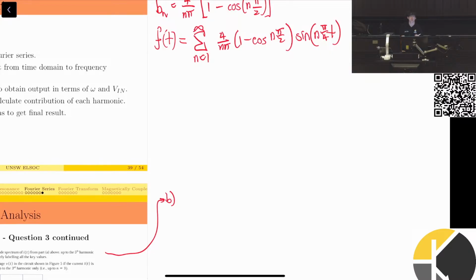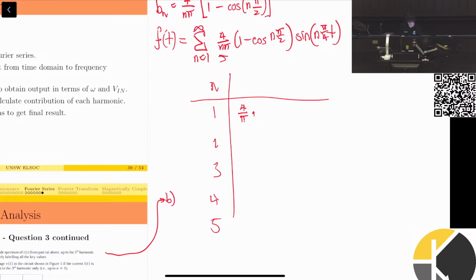So to first find the first 5 harmonics, I'm going to find n, 1, 2, 3, 4, and 5. So for n equals 1, I have 4 on pi, which comes from this term here. Then I have 1 minus cos of n pi on 2, n is 1. Cos of pi on 2 is 0. So this is 1 minus 0, which is just 1. And then I have sine of pi on 4t.